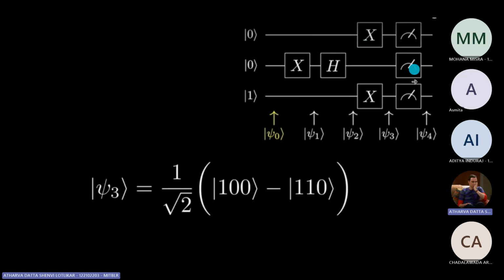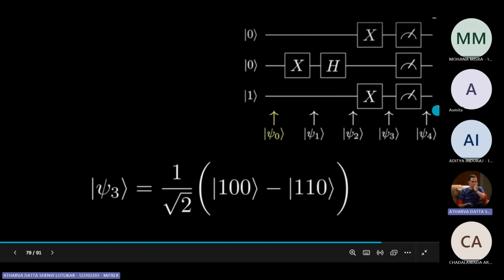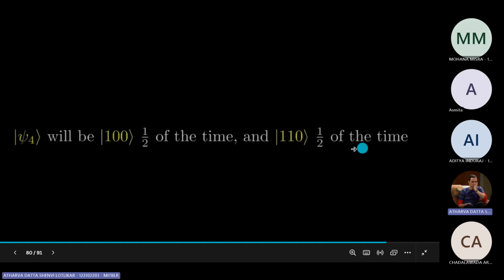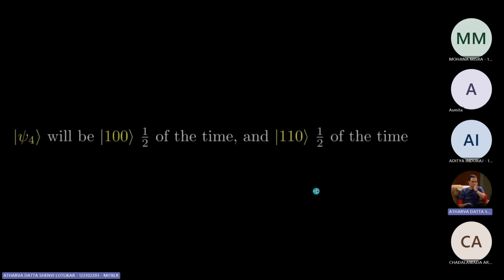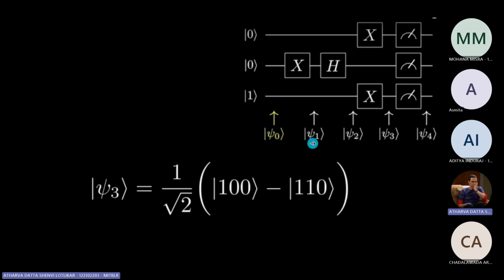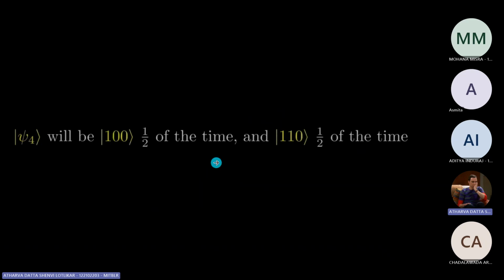Then finally what you do is you take the measurement of all the three superpositions. And then that is the answer which you get. So at phi 4, you will be getting this value. What it translates to is that the ket vector 1, 0, 0 will be half, and the ket vector 1, 1, 0 will be half. How we get half is that we have the magnitude as 1 over root 2. So if you take the square of it, you get half.